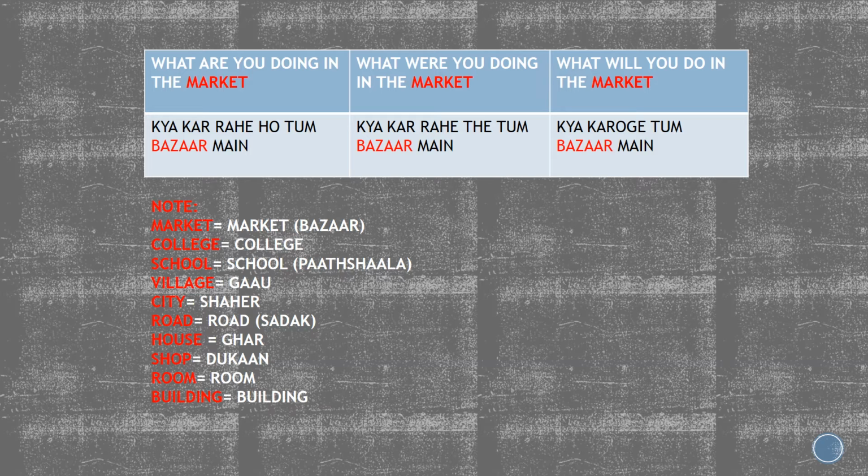Village means गाँव. City means शहर. Road means सड़क, or we say road. House means घर. Shop means दुकान. Room, we say room only. There is a Hindi meaning, but we don't use those Hindi meanings for some of the words. Building, we say building itself. There are Hindi meanings for these words as well, but we don't prefer saying it. This is the way we speak in Hindi.